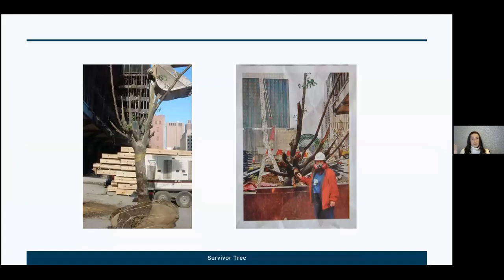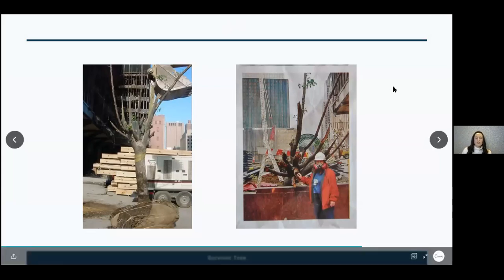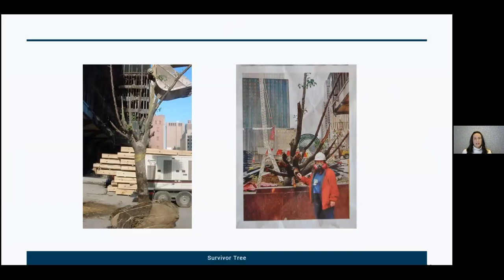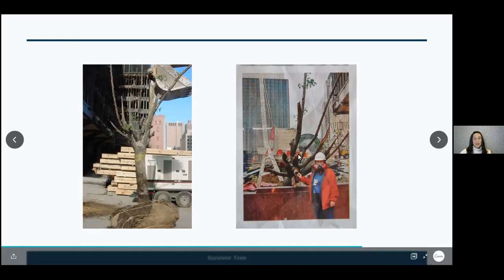There is a tree. If anybody's been to the World Trade Center campus, there is a tree. It's called the Survivor Tree. After the attacks of 9/11, when the teams were cleaning up the rubble, they found one tree in devastating condition, but alive. And they took the tree and they brought it to a nursery to try to revive it. And the tree started to regrow, and the tree was reborn.